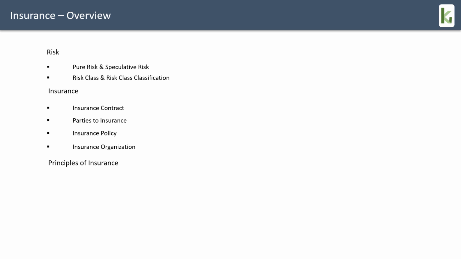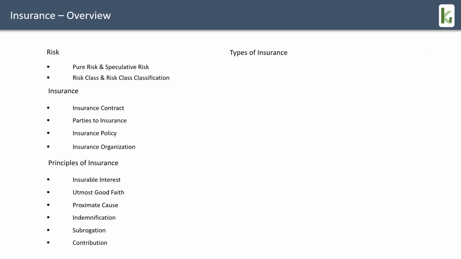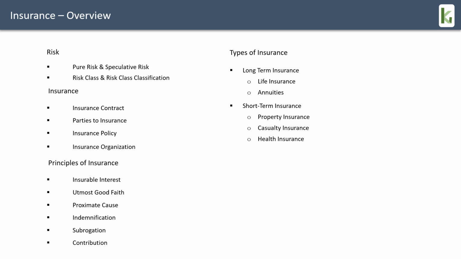Principles of insurance. There are 6 principles of insurance: insurable interest, utmost good faith, proximate cause, indemnification, subrogation and contribution. Then we must know about types of insurance that are widely divided into two types, that is long-term insurance, which contains life insurance and annuities, and then short-term insurance that contains property insurance, casualty insurance and health insurance. We will talk about property and casualty insurance in this video.